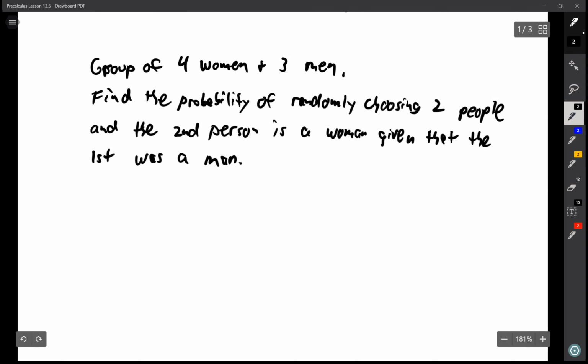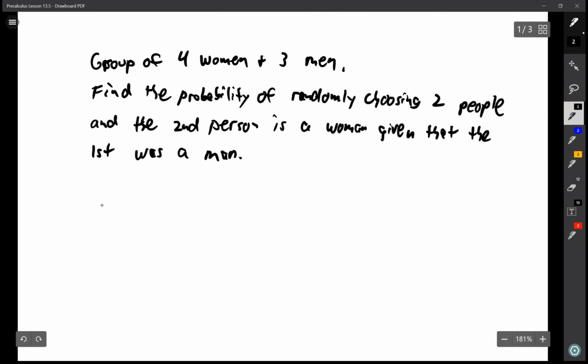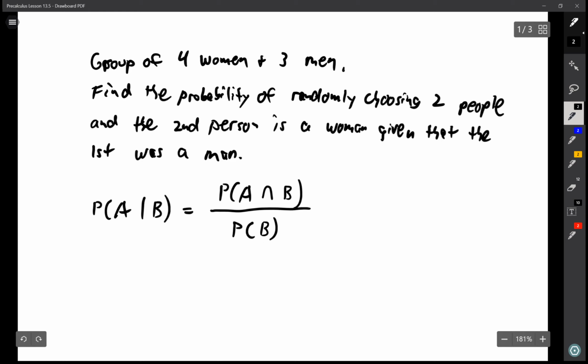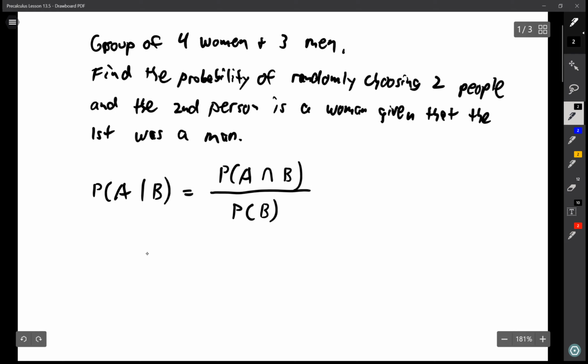So we can look at this as the formula way. The formula way would be P of A given B, and what it is is P of A intersection B divided by P of B. In other words, we find the probability that both things happen. B is the condition. So this is given, and B is the condition.